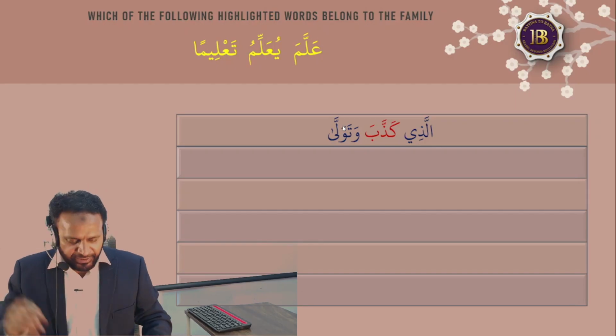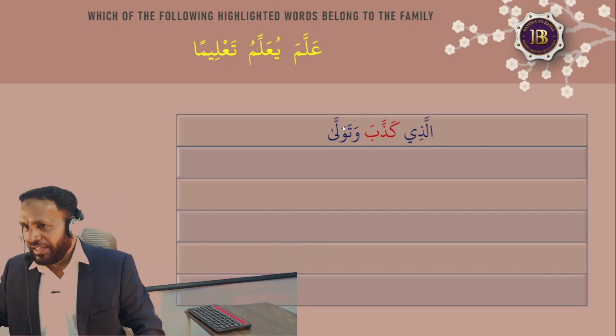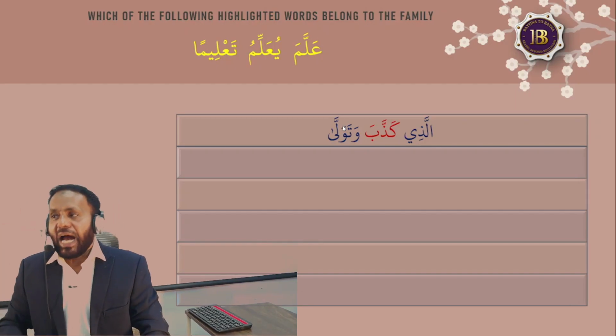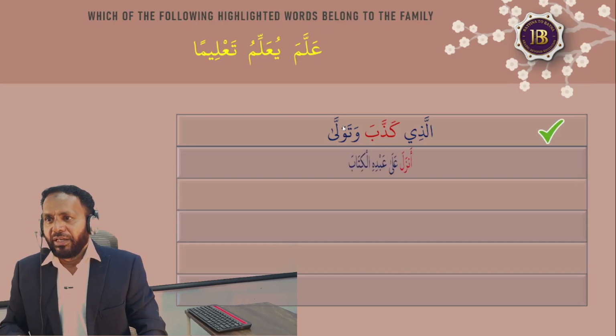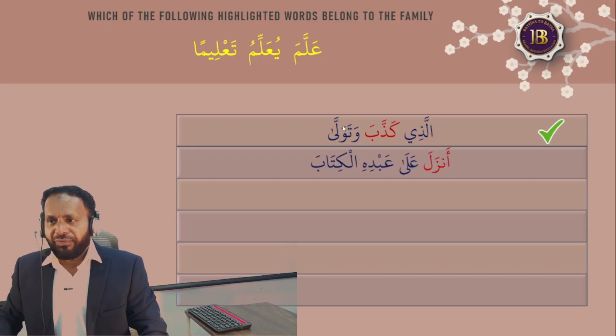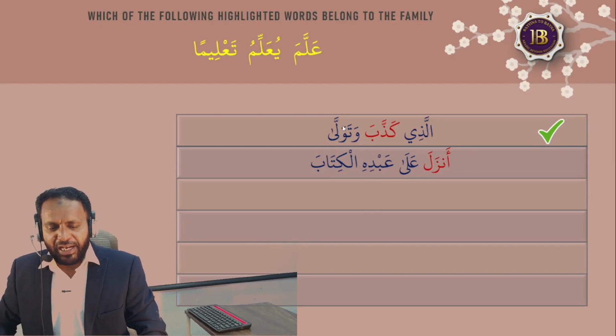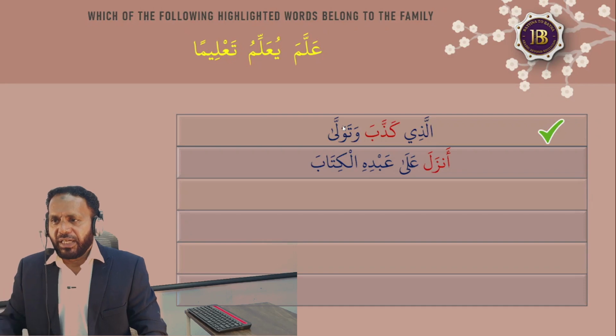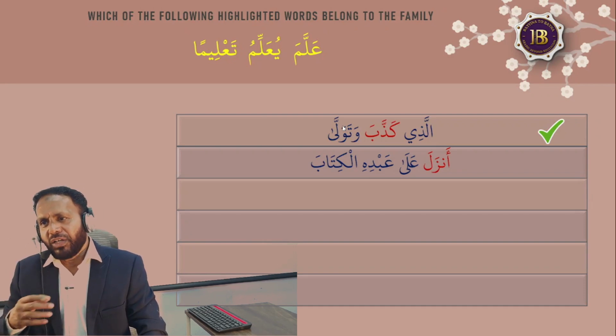Okay. Anyway, that's enough to explain the family Allama. Allazi Kazzaba is Allama family. So that is correct. Okay. What about this? Does this belong to our family? Allama yuallimu ta'liman anzala. No, it doesn't. Why? I don't see any shadda there. I don't see the oo-e sound. I don't see ta'liman. No, none of them matching.